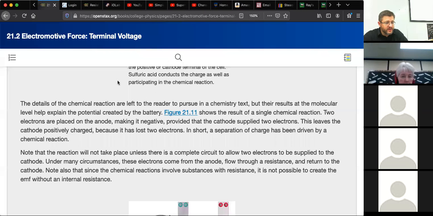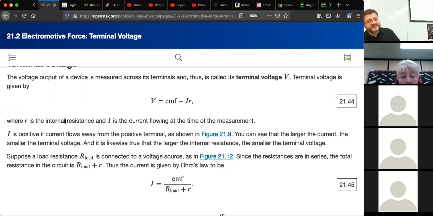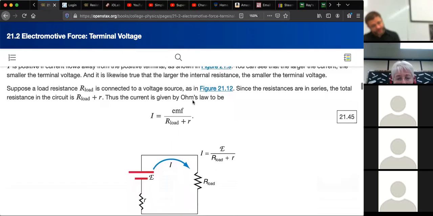Let's go back to our book. All right, so the EMF doesn't change. The EMF is what the battery is designed to do, but the voltage across the battery can change. It changes because of the current that's being drawn. This is the equation that describes that. The voltage that comes out of the battery is equal to the EMF that the battery is designed to deliver, minus the current that the battery is providing times the load resistance that's receiving that current, or that the current is going through.